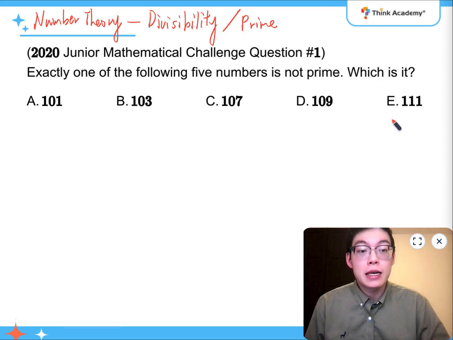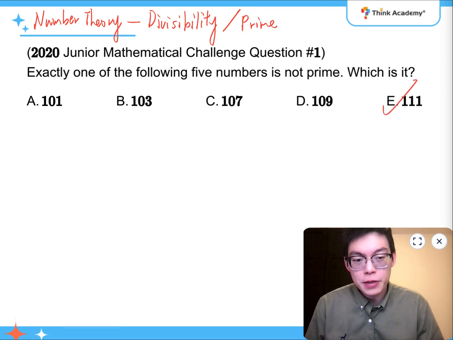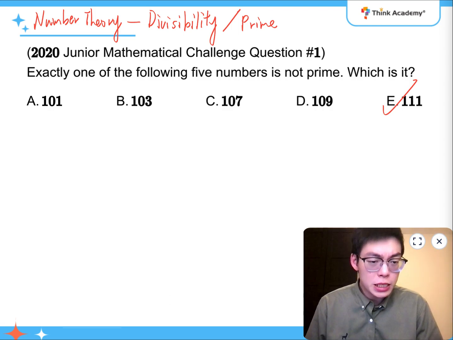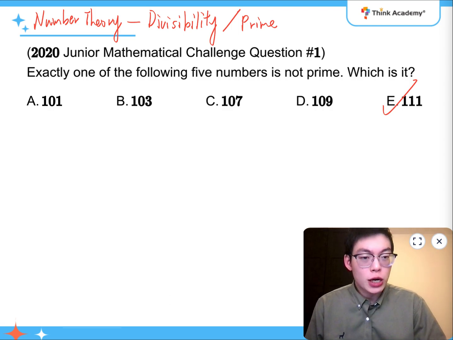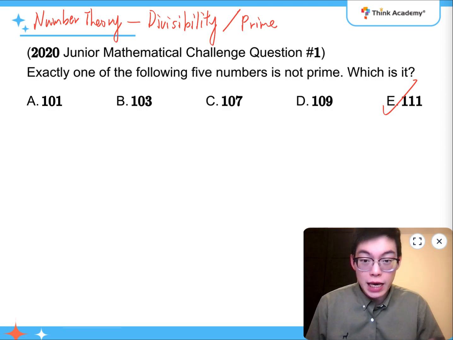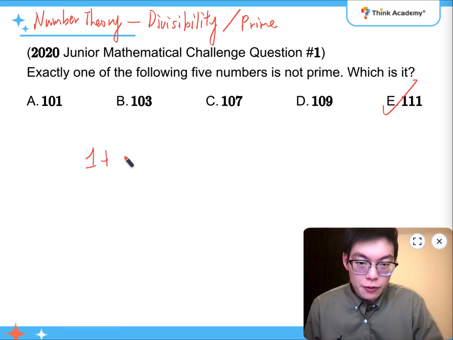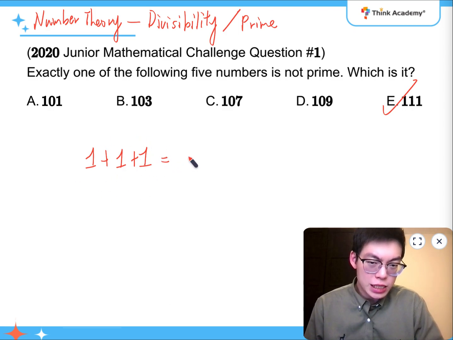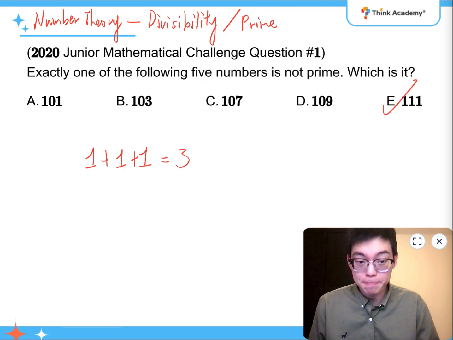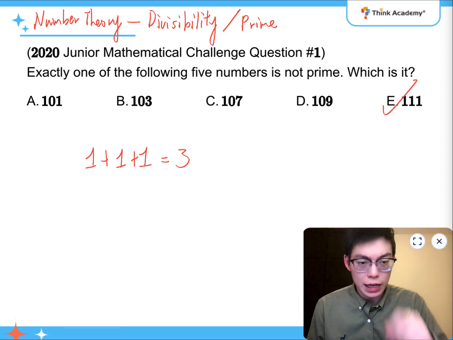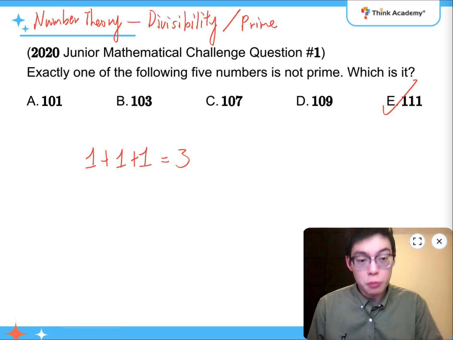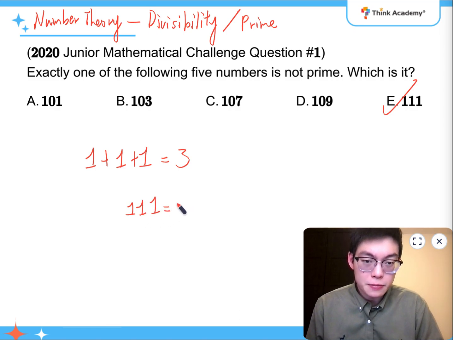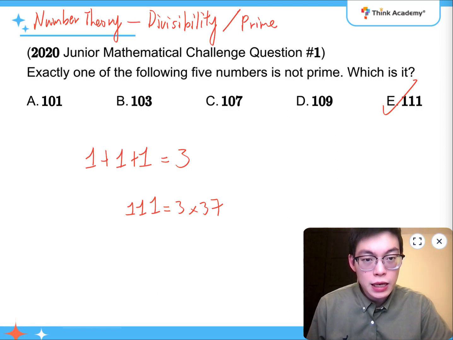is it? It's going to be 111, because we know that for the divisibility rules of 3, whenever I'm trying to add up all the digits, it's going to add up to a multiple of 3, right? So when I'm adding up all the digits, it gets me 3, which means that 111 is divisible by 3, and it is 3 times 37. Okay, so that's the first question.